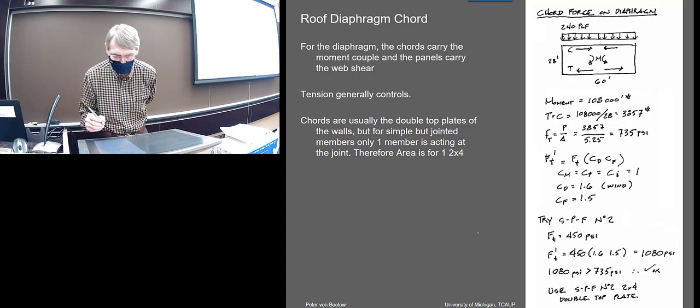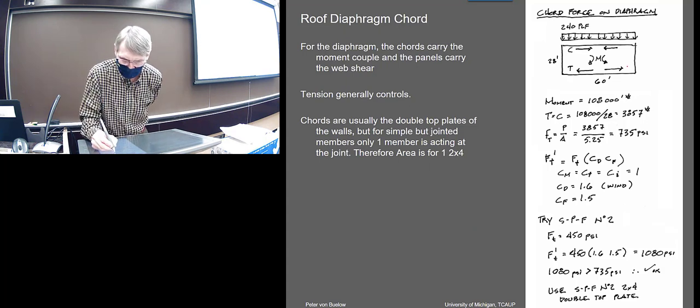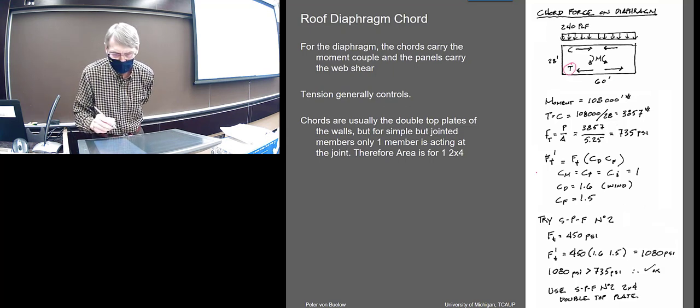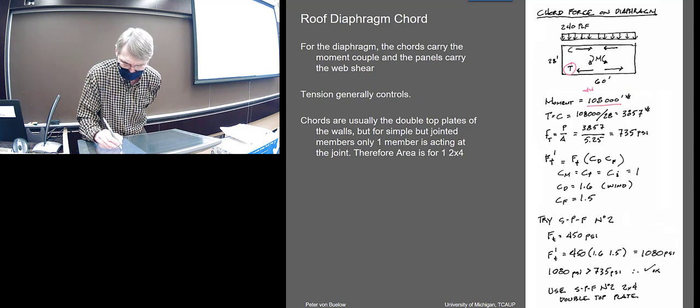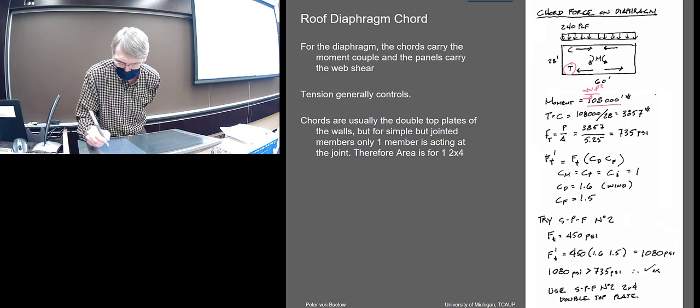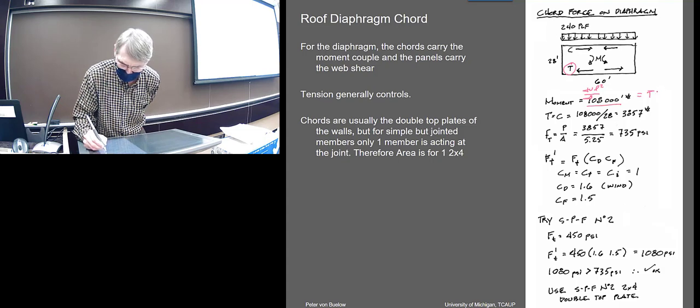So we've got to get that tensile force. We calculated the moment from WL squared over 8, right? That's how we got it. But it's also equal to the couple here, so it would also be equal to T times the width, in this case 28 feet.